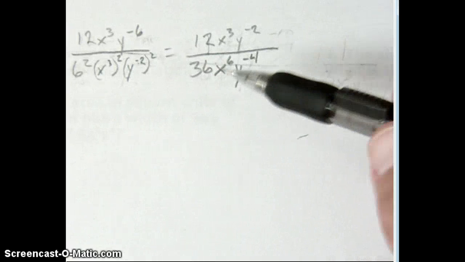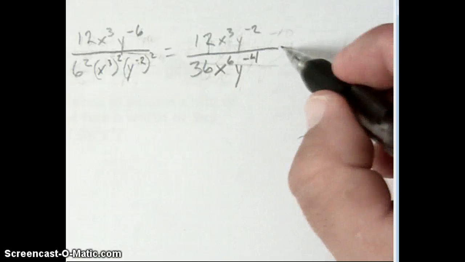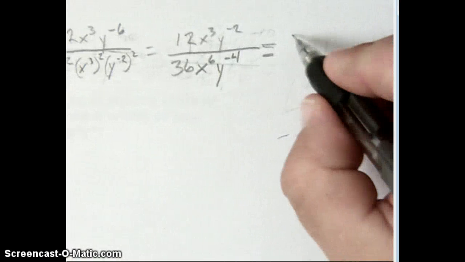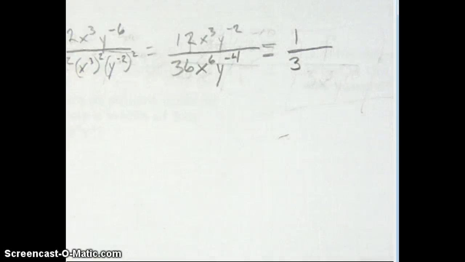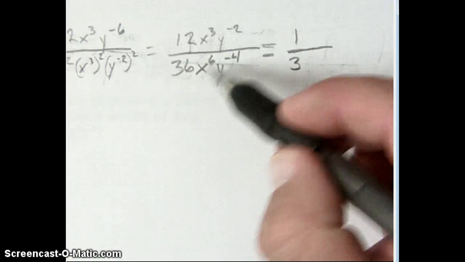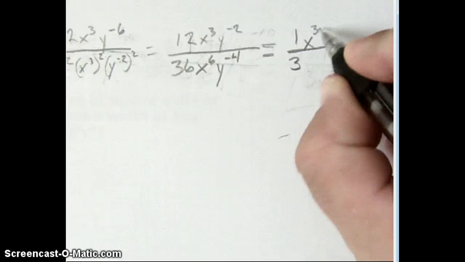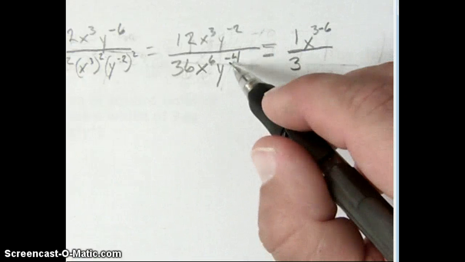Quotient rule is our division thing. Now remember, 12 and 36 are not exponents. They're just regular old numbers. What happens when you divide 12 into 36? You get a fraction that's 1 over 3. And with your x's, you're going to have x to the 3rd divided by x to the 6th. Well, that's quotient rule, which says that we can do x to the 3 minus 6. And with your y's, we have y to the negative 2 minus a negative 4.